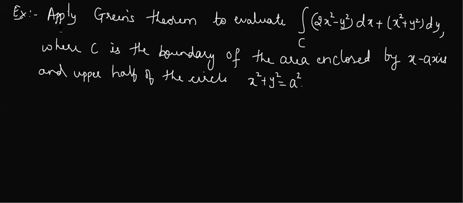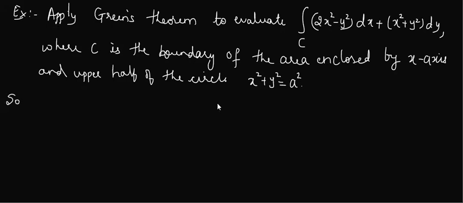We have an example where we have to apply Green's theorem to evaluate this line integral given by (2x² − y²) dx + (x² + y²) dy, where C is the boundary of the area enclosed by the x-axis and the upper half of the circle x² + y² = a². Okay, now first we'll draw the region.